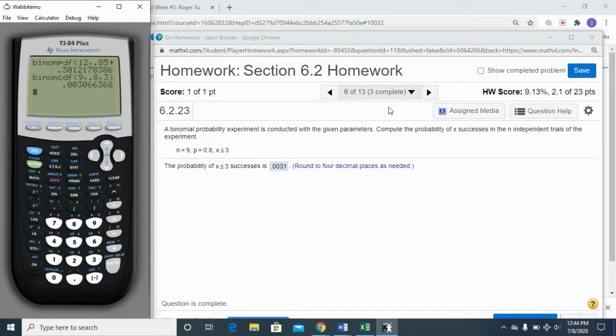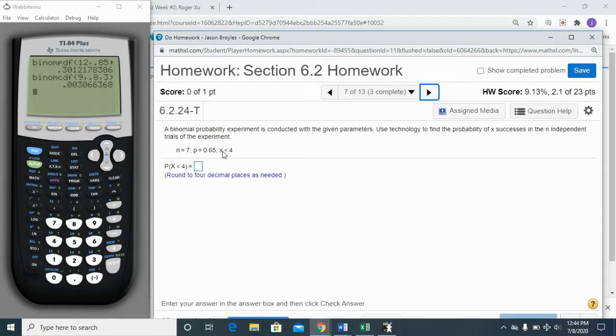All right, now look very closely. This one was less than or equal to, and that one does include the 3. This next problem is less than 4, strictly less than 4. So it's not including the 4.